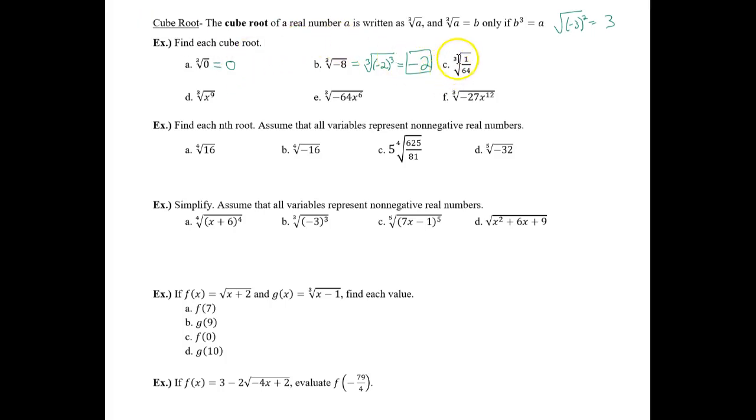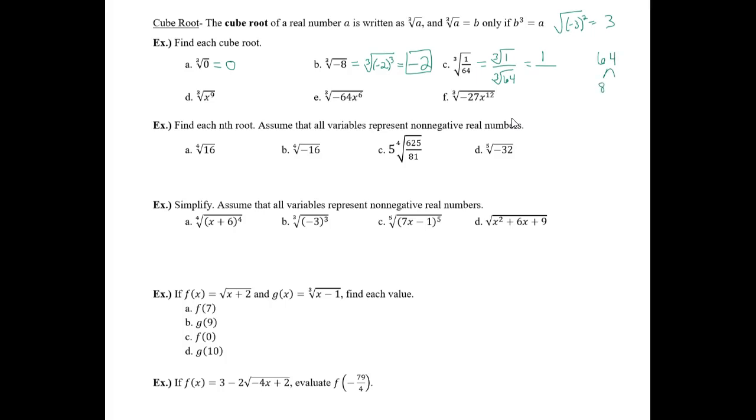Alright, let's look at the next one. The cube root of 1 divided by 64. Sorry, there should not be a square root in there. So just like before, I could break this up into the cube root of 1 divided by the cube root of 64. What times itself 3 times would give you 1? Just 1. 1 times 1 times 1 equals 1. Then I ask what times itself 3 times would give you 64. Well, if you're not sure, you could always factor it.